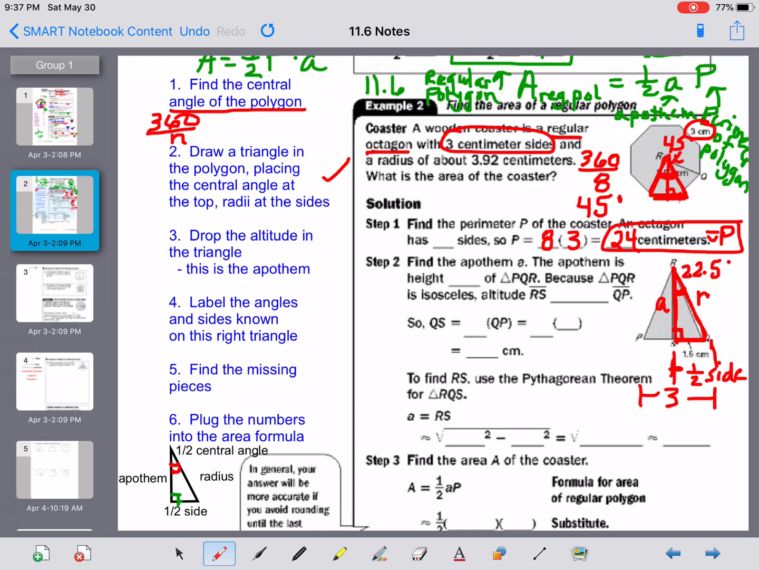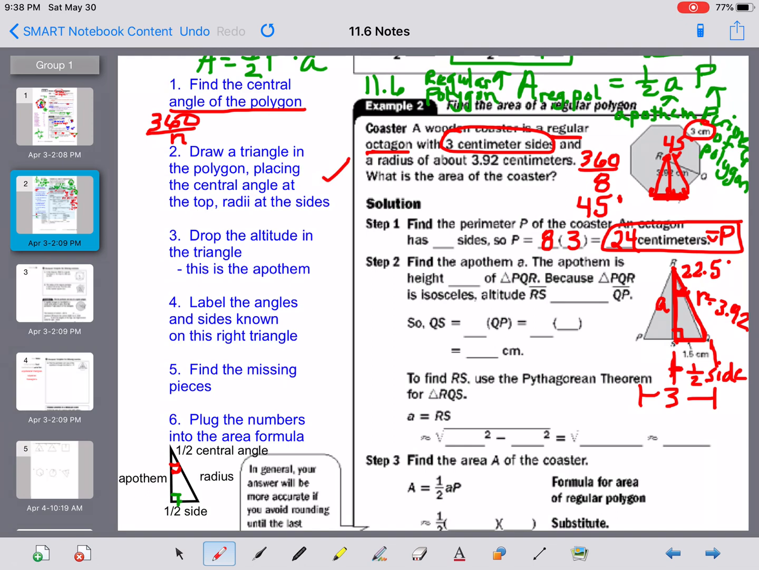On this one, they also gave me my radius, which I covered up when I drew that. Let me erase just a little bit. This radius right now is 3.92. Quick heads up: sometimes we need that radius to figure out other things. When it comes to my formula for area, I don't need the radius, but I do use it to find other things. So right now, I have my right triangle: half a central angle of 22.5, a radius of 3.92, and half a side of 1.5. I need the apothem yet.